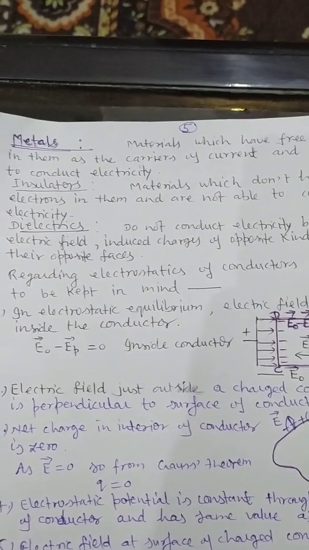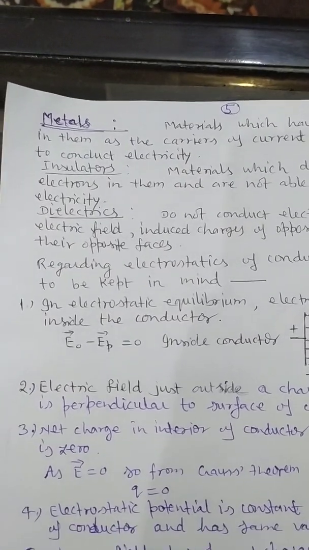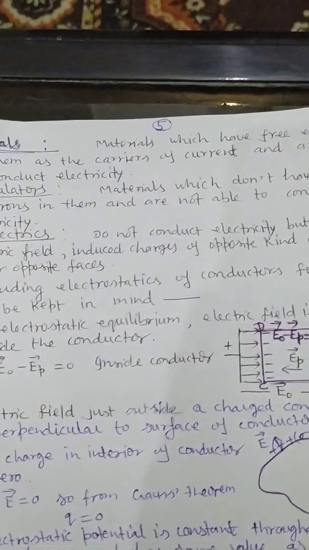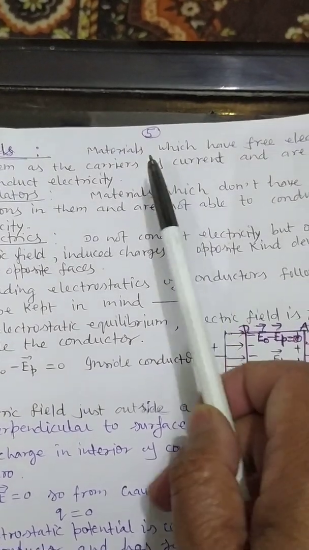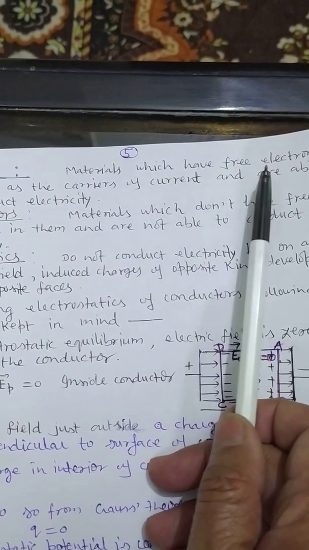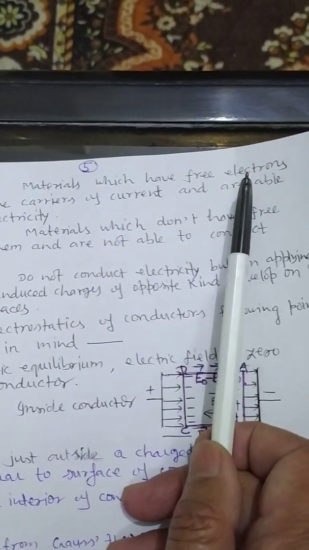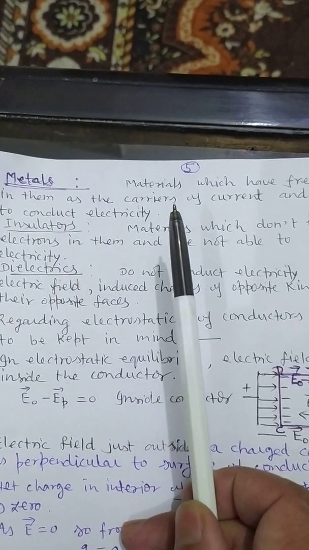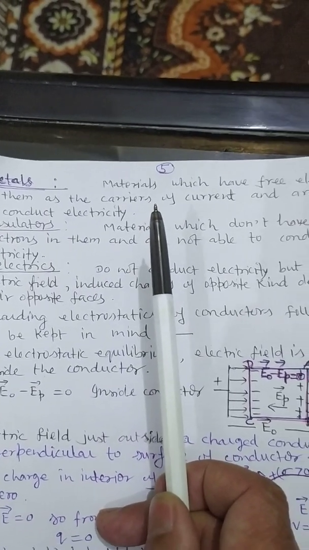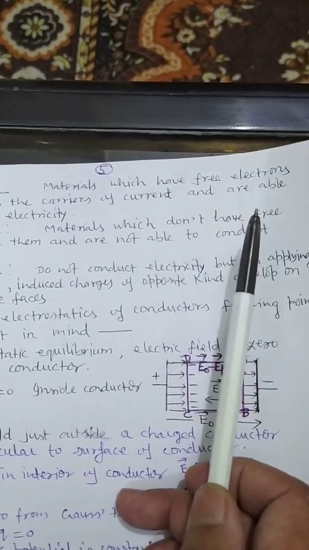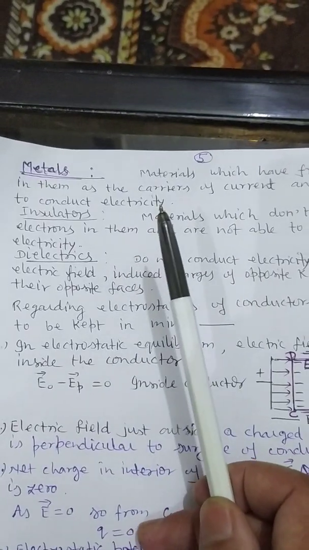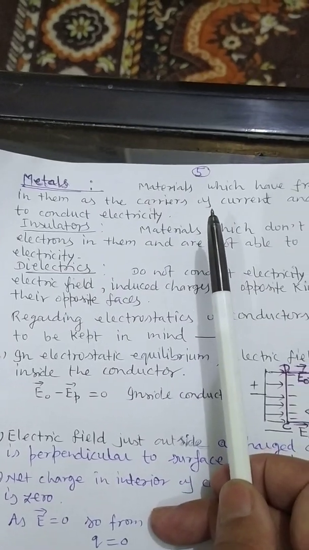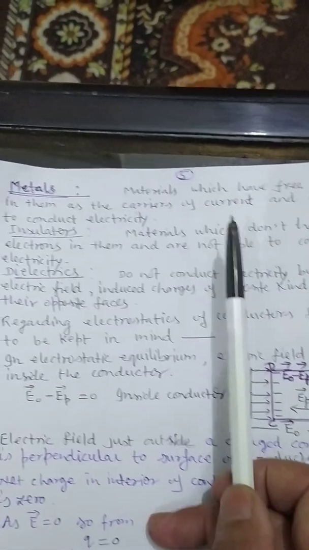metals. We all know about the metals. Metals are the good conductors of electricity. Why good conductors? Because they have the free electrons. And these free electrons act as the carriers of the current and are able to conduct the electricity. So metals are such materials which have the free electrons.